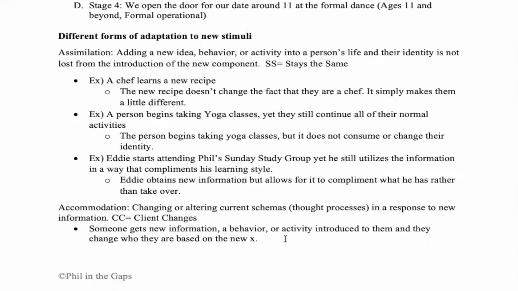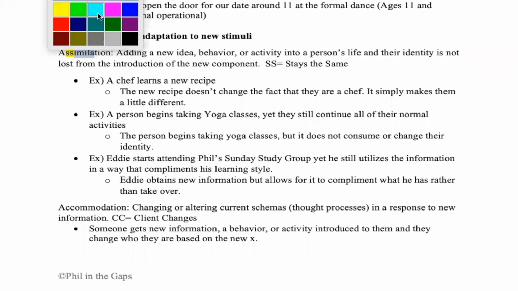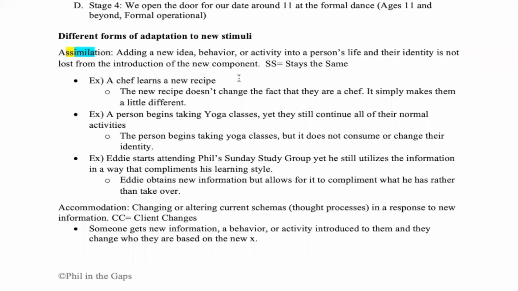So the first one up to bat is assimilation. If we look closely, we can identify SS. And what I always tell people is SS is where the client stays the same. So assimilation is the client stays the same regardless of what's being introduced. But if we look closely, we can also identify the word similar. So assimilation is where somebody will be similar to who they once were, even though something new was introduced.